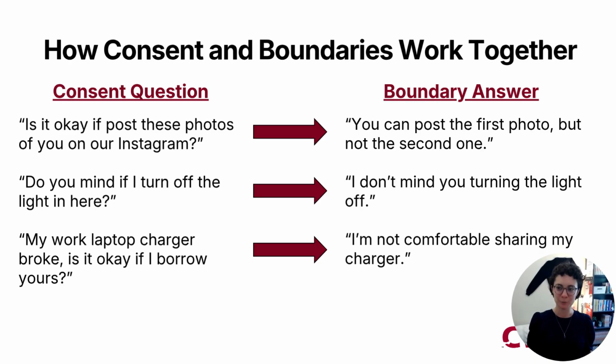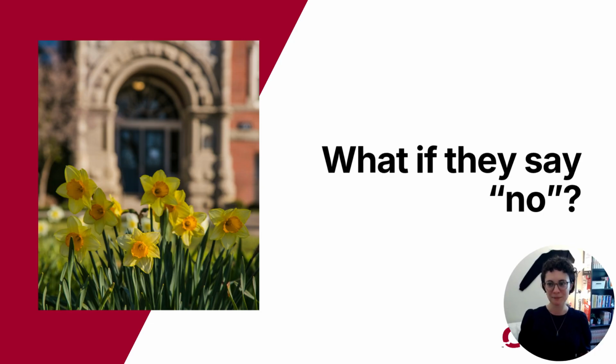Consent and boundaries work together to make sure everyone's needs are being respected. Each consent question comes with a boundary answer, whether that answer is sure thing, absolutely not, or something in between. For more information about using boundaries in the workplace, check out our Wildcats Respect Boundaries for Student Employees training. If you're using the worksheet, pause the video and write down how you might respond if you ask a coworker for consent and they say no.